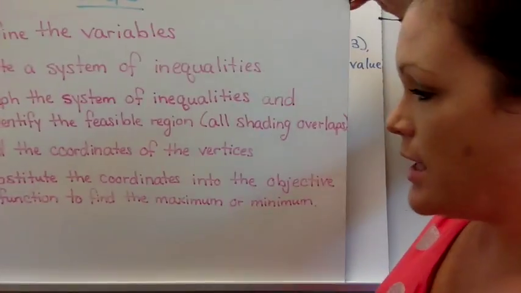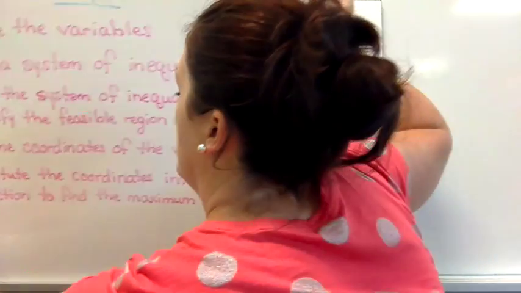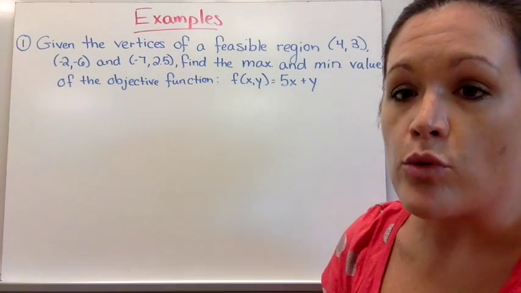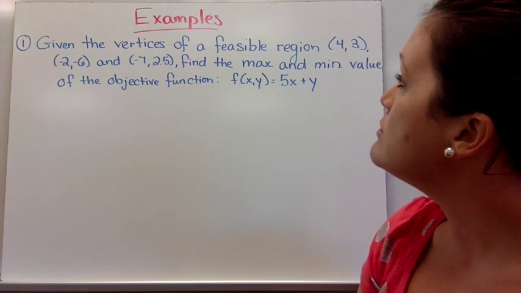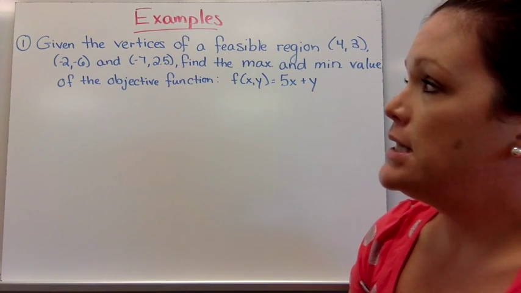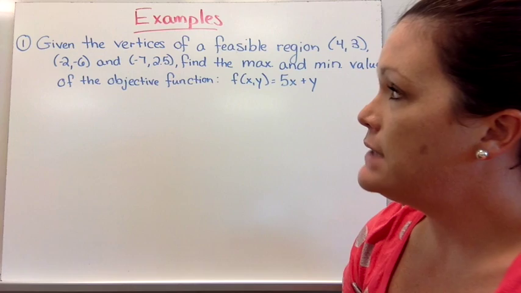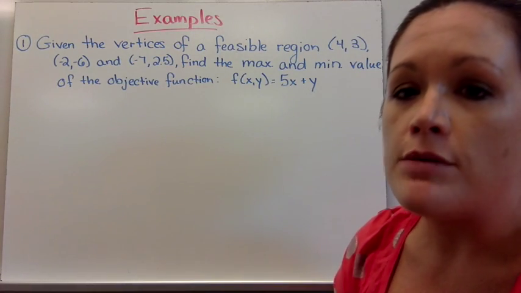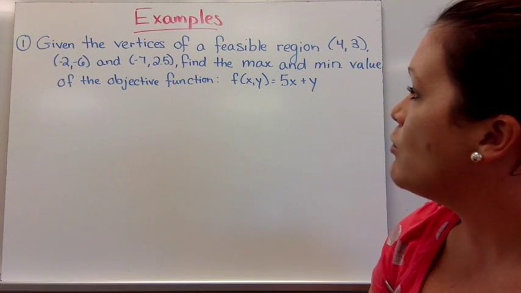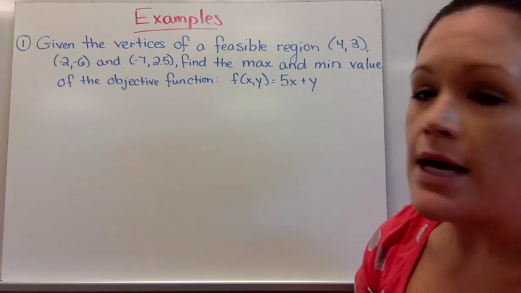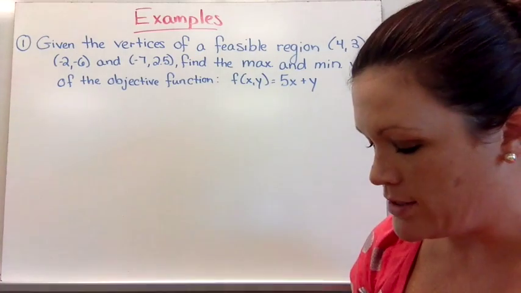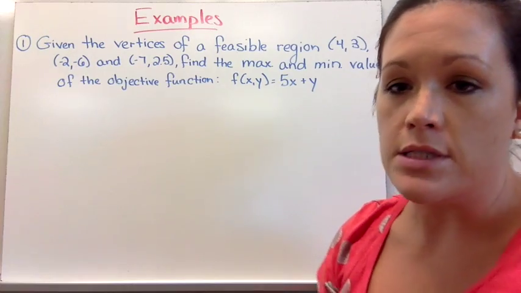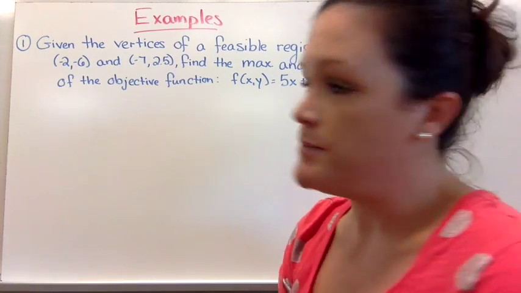So let's look at an example. Let's say we're just given this really simple, straightforward example. Given the vertices of a feasible region are (4, 3), (-2, -6), and (-7, 2.5), we want to find the maximum and the minimum value of our objective function, f(x, y) = 5x + y. So all we would do in this case is plug in the points they gave us to figure out which gives us a maximum and which one gives us a minimum.